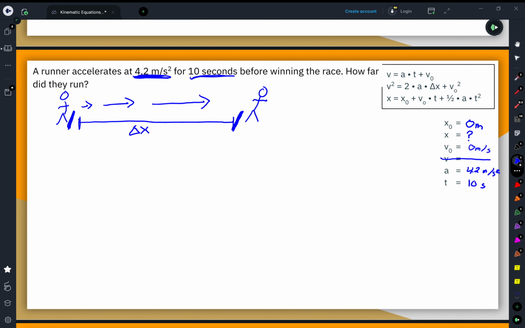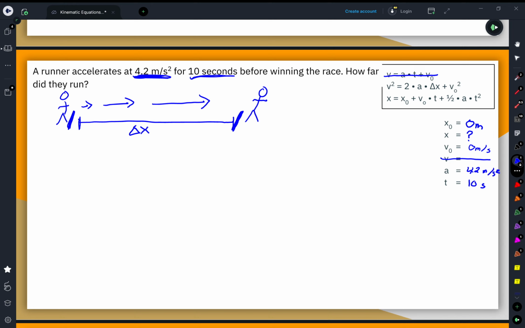So I have 3 equations that I'm really going to be looking at. And I will select the one that allows me to solve for the variable I'm looking for. So, the first equation, v equals at plus v naught. That's an equation that allows us to figure out the velocity if we know acceleration, time, and the starting velocity. We do know the starting velocity, acceleration, and time, so we could figure out the velocity after 10 seconds, but that's not what this problem is asking for, so I'm going to eliminate this equation.